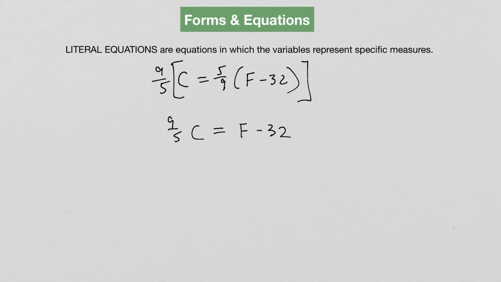Since we want F to be alone on one side of the equation, we're going to need to add 32 to both sides. And what we get is F is equal to 9/5 C plus 32.